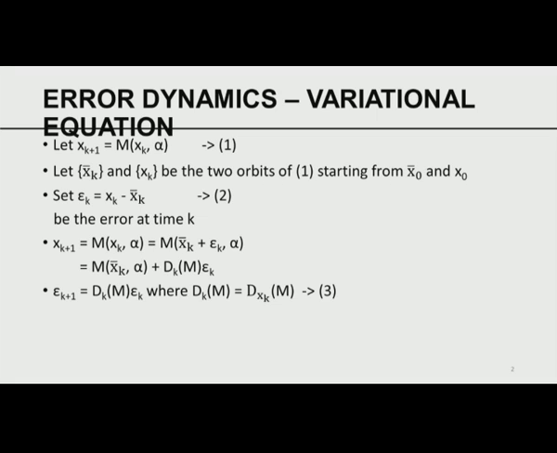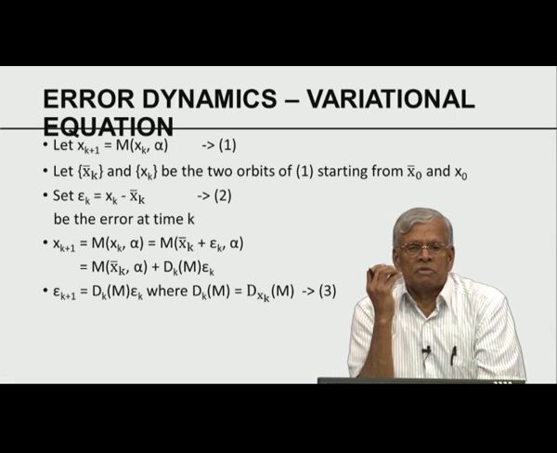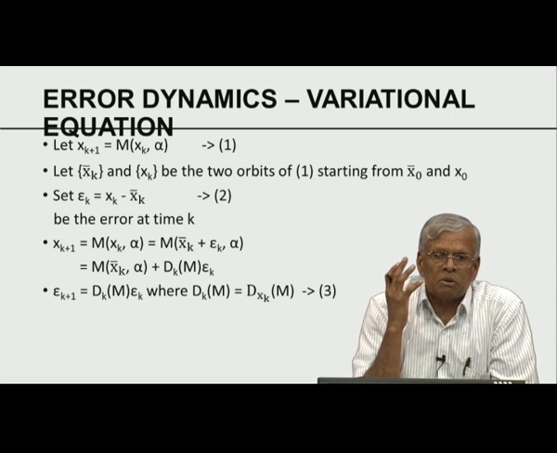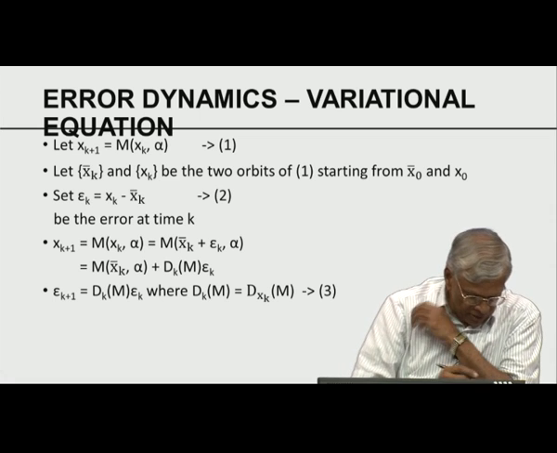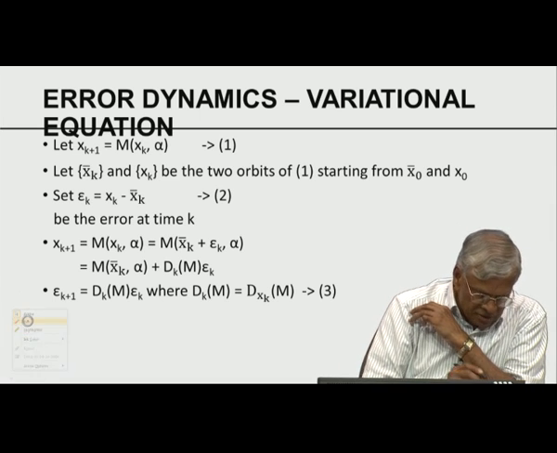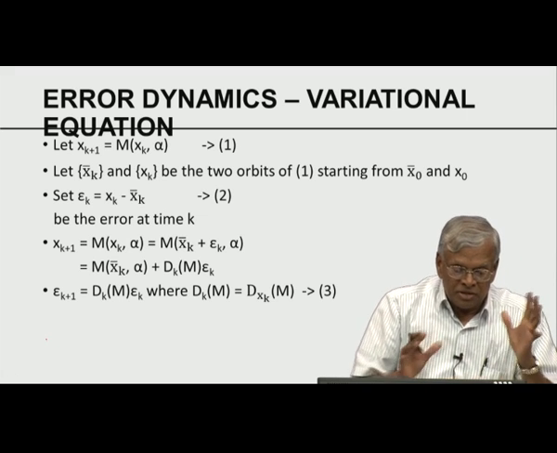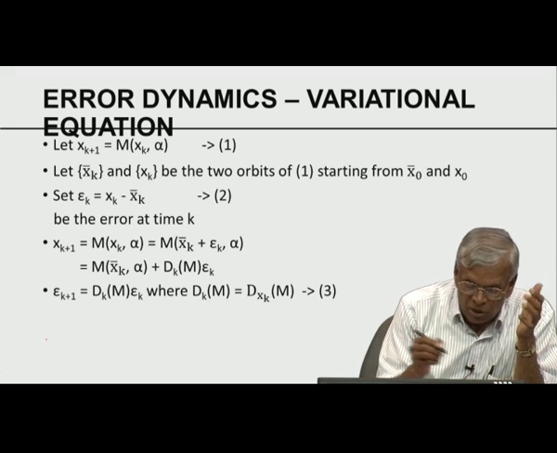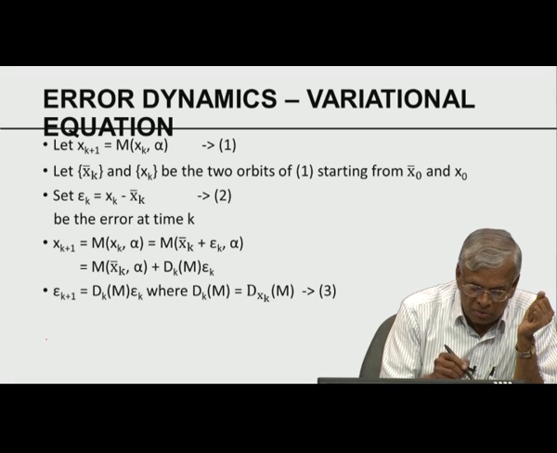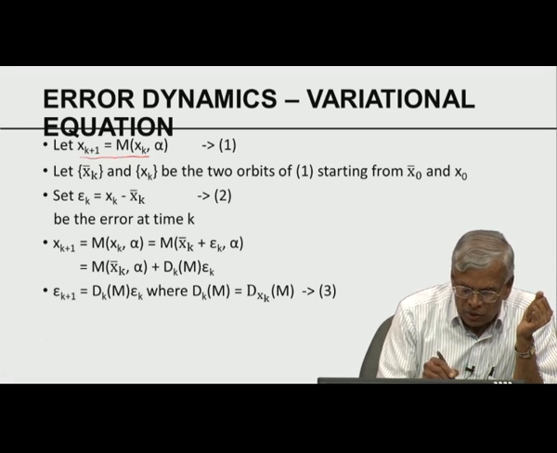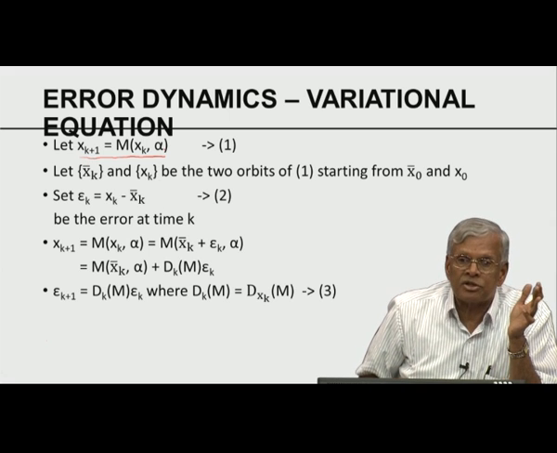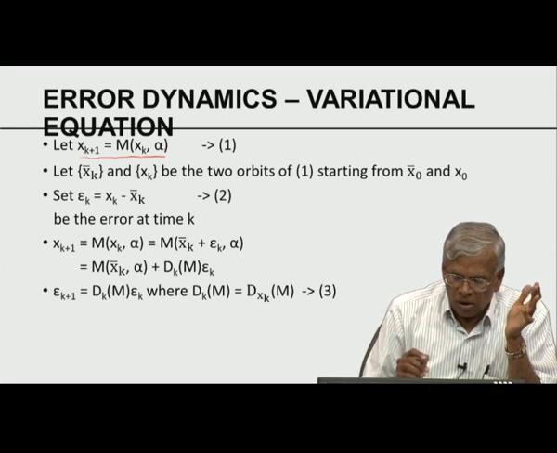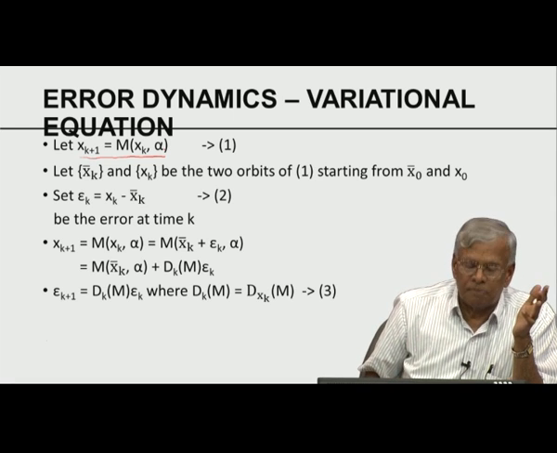So as a starting point, we are going to talk about what is called error dynamics or variational equation, which we have already alluded to when we talked about 4D-Var methods. So we will quickly start developing some of the basic tools that we would need in the analysis of deterministic predictability. Let x_{k+1} = M(x_k, alpha) be a deterministic model. x_0 is the initial condition, alpha are the parameters.